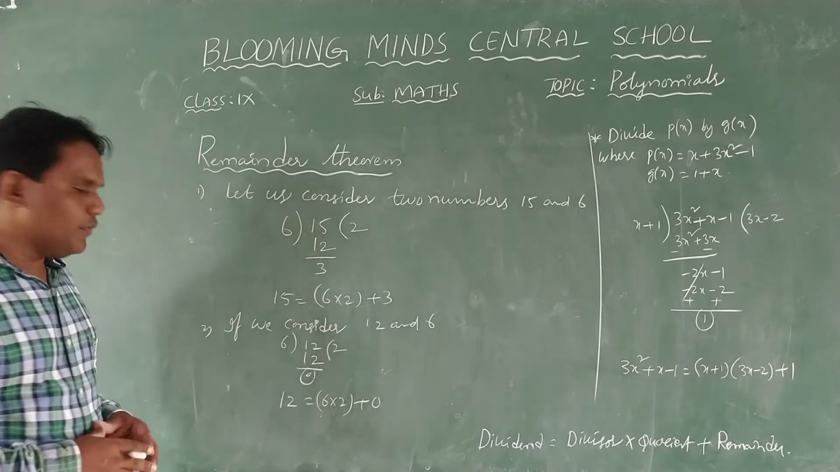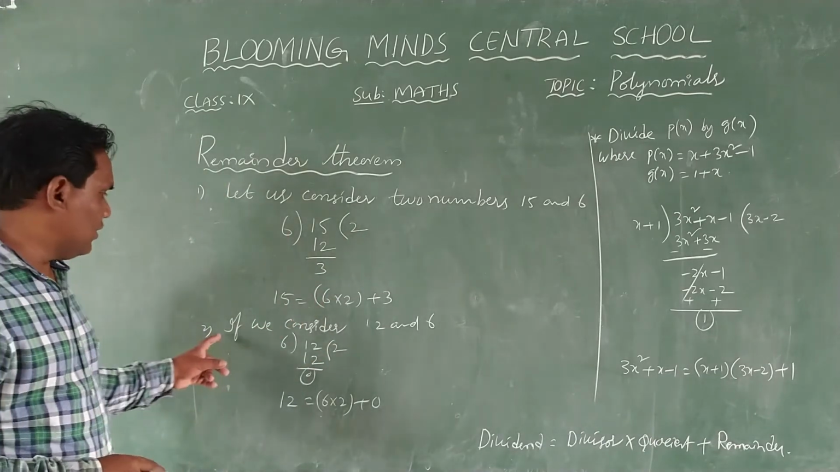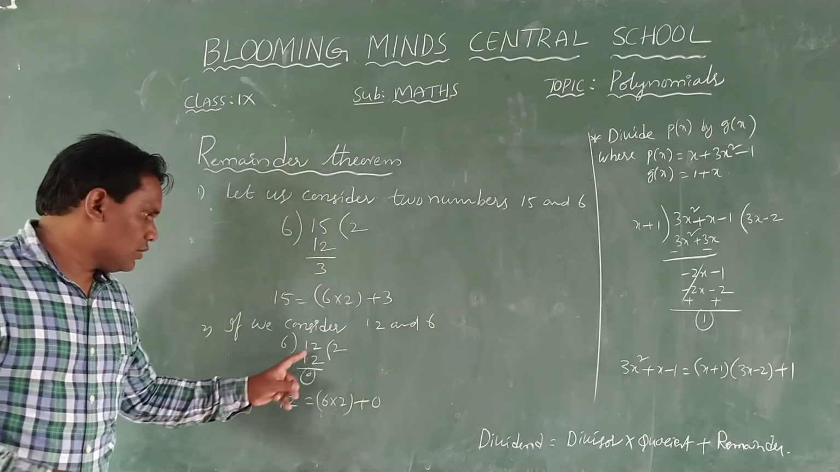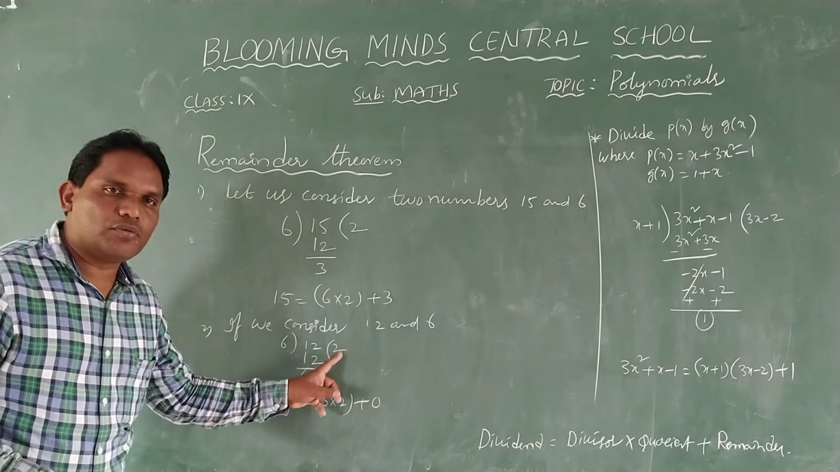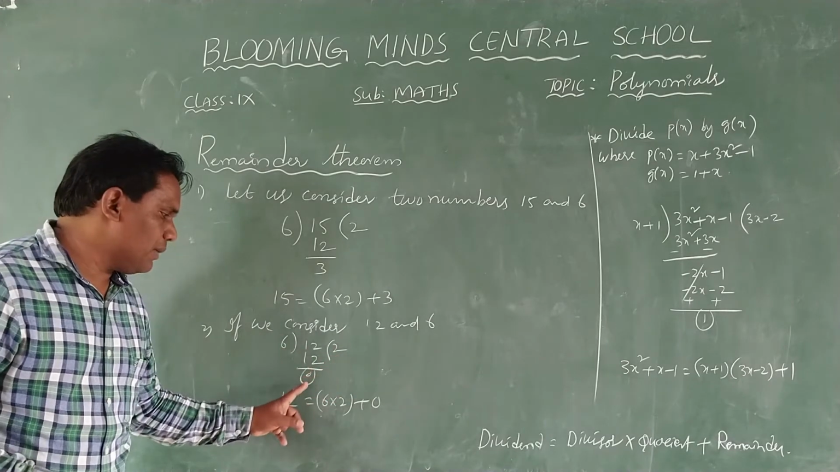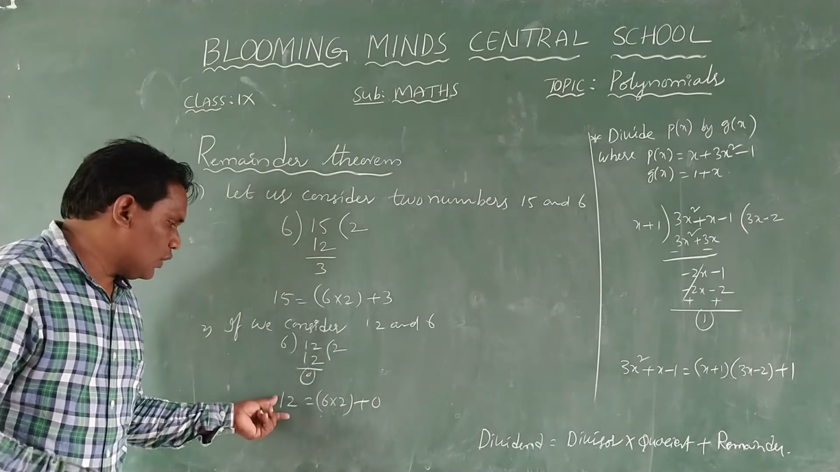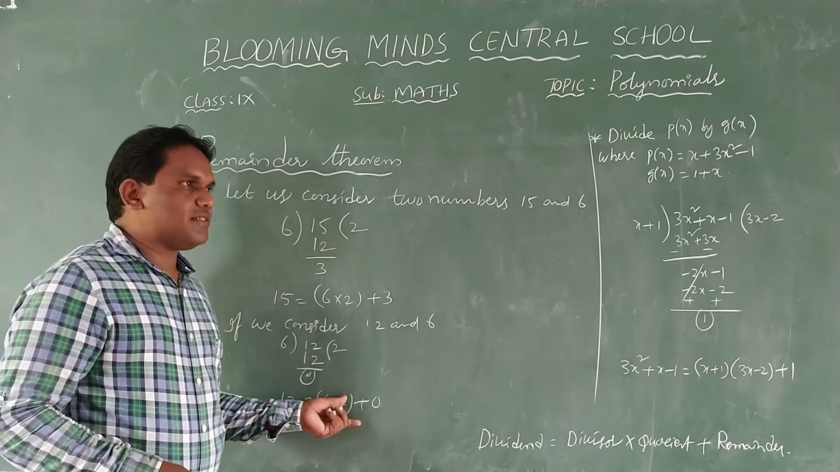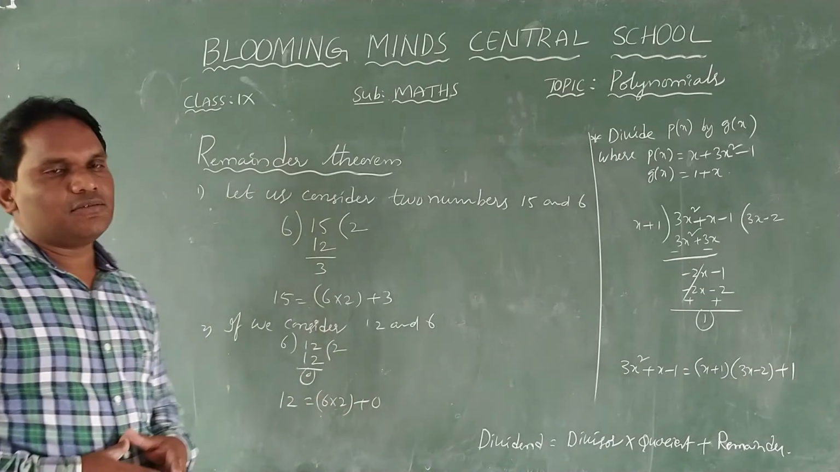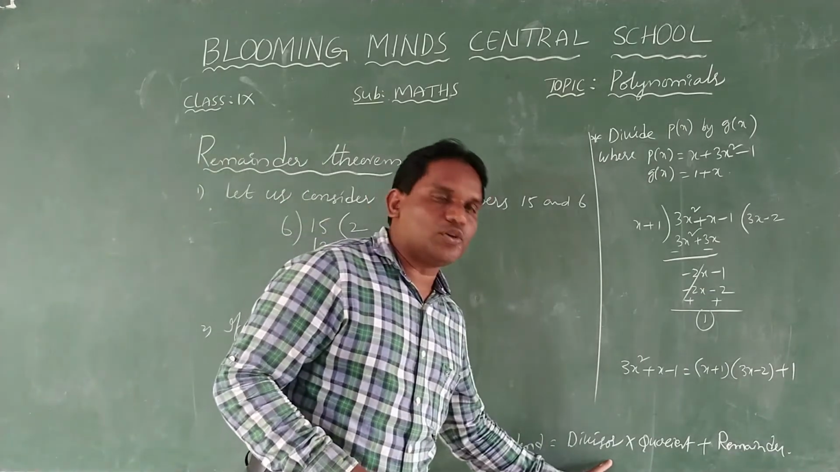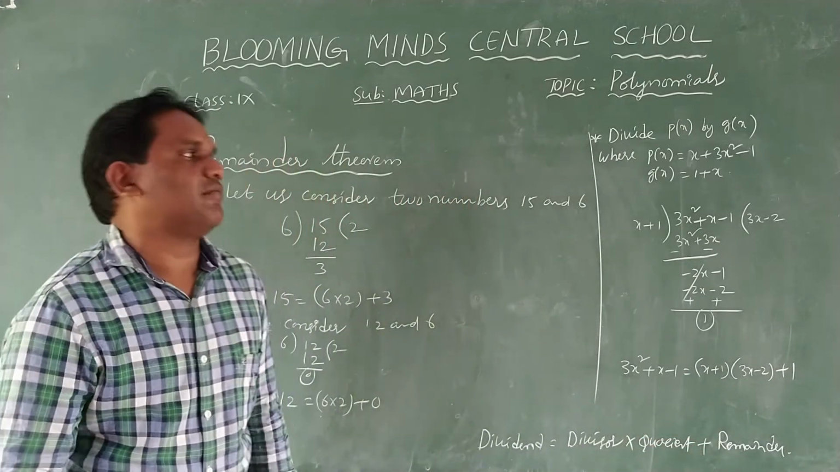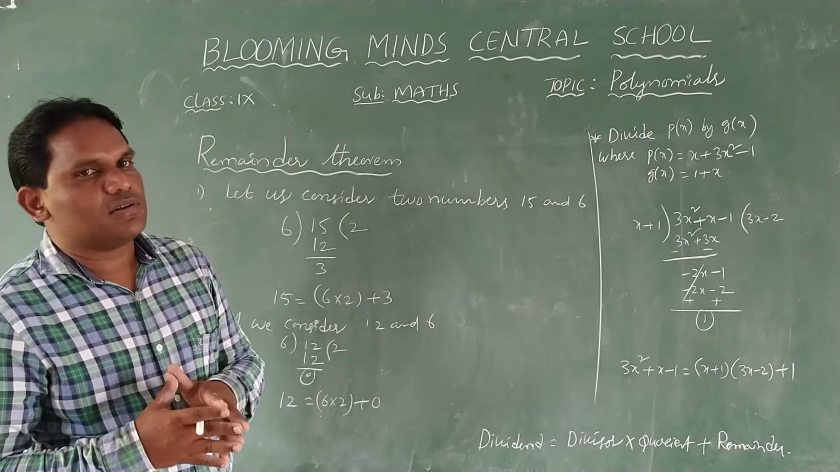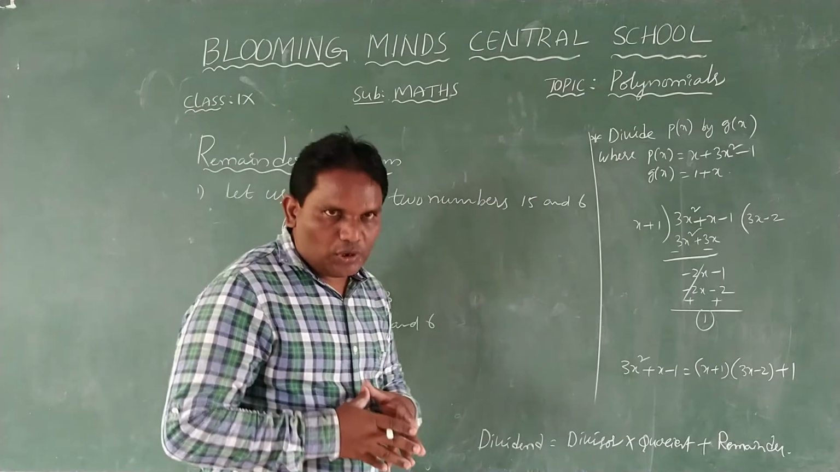In the same way, if we consider two other numbers, 12 and 6: in 12, 6 will go 2 times. 6 times 2 is 12, remainder is 0. Then 12 is equal to divisor 6 into quotient 2 plus remainder 0. We can write like this by using dividend is equal to divisor into quotient plus remainder.